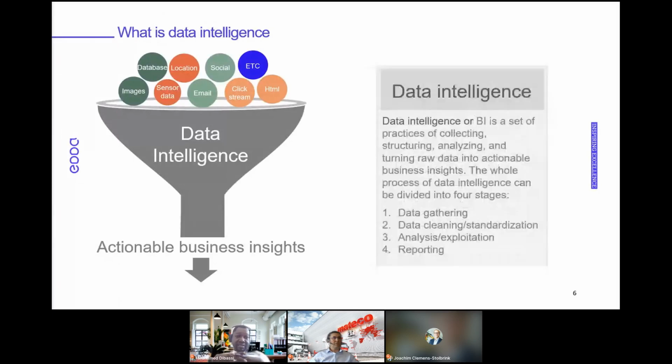So data intelligence or BI can be defined as a set of practices of collecting, structuring, analyzing, and turning raw data into actionable business insights. The whole process of data intelligence can be divided into 4 stages: data gathering, data cleaning or standardization, analyzing or exploitation, and then reporting.